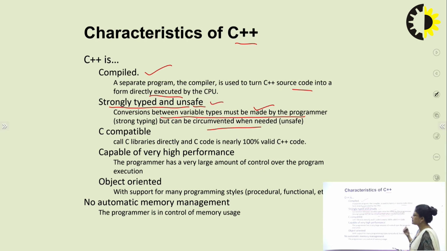And the next point, a very important feature of C++, is that it is basically an extension of C. That means it is very much compatible with C. Whatever we have in C, all of this gets implicitly possible, so we can also run those kinds of syntax in C++. So we can call C libraries and C code directly, with almost 100% valid C++ code. So it is totally compatible with C. If you're learning C, it becomes easier for us to migrate to C++.